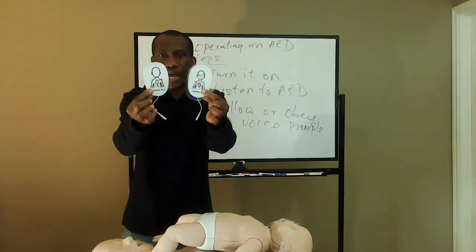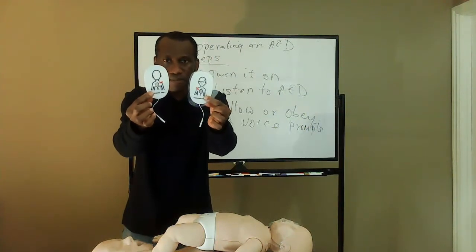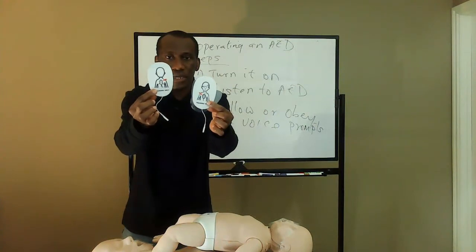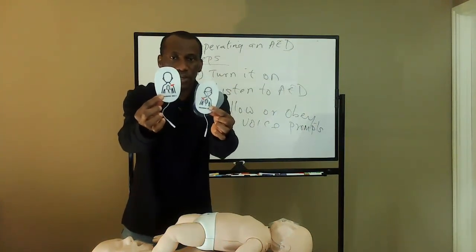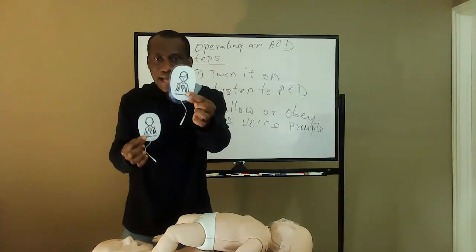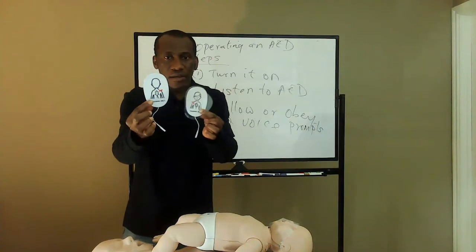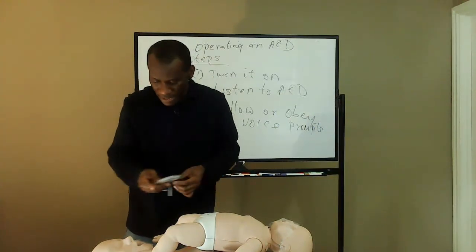Again, look at the arrows on this. It tells you that one must be placed in the front of the chest, one at the back. This is front, this is back. So you have to look at the pad before you place it.